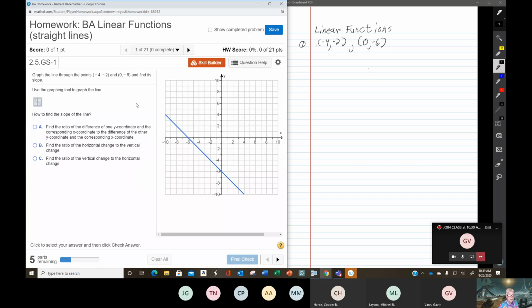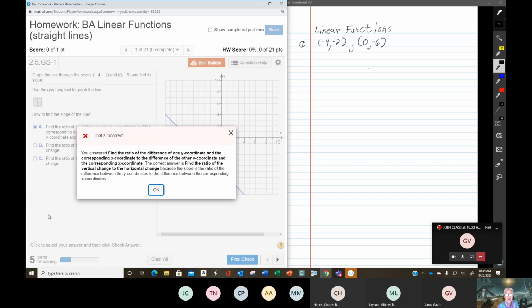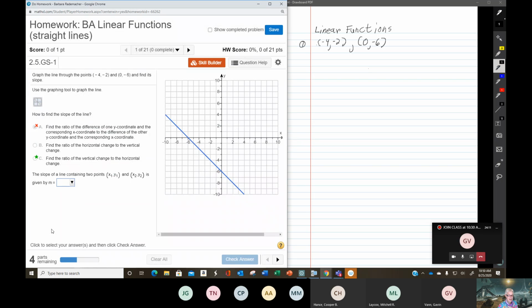Now it's going to ask me other questions. How to find the slope of the line. Find the ratio of the different, oh, please spare me. I bet it's this one. Let's see what happens when you guess. Okay, it's wrong. Okay, all right, I give up. I don't want to answer all these questions, but I guess I better.